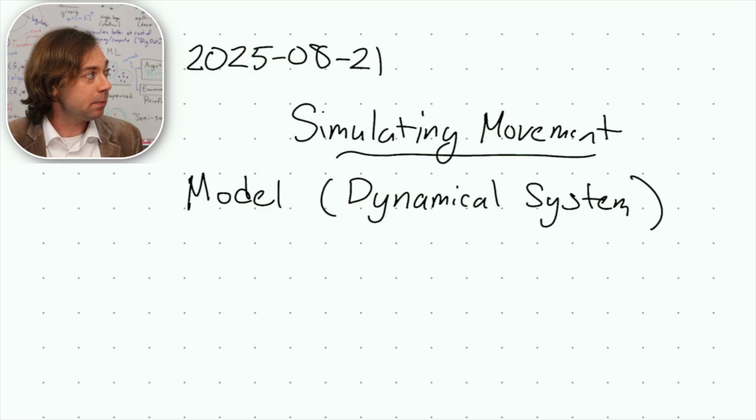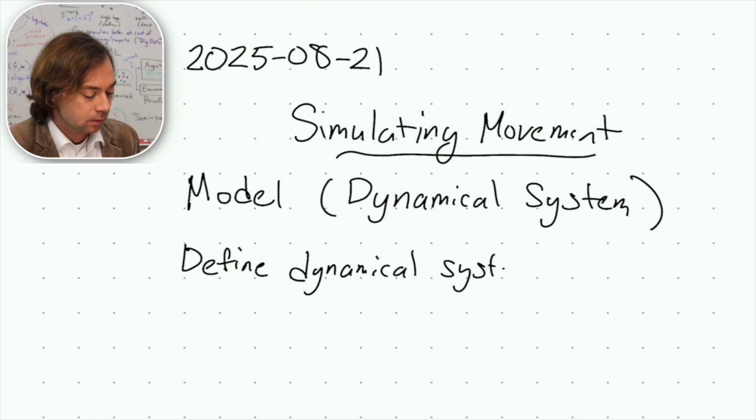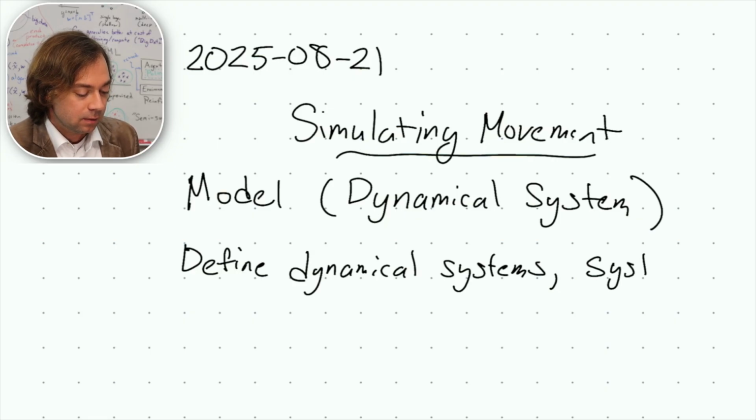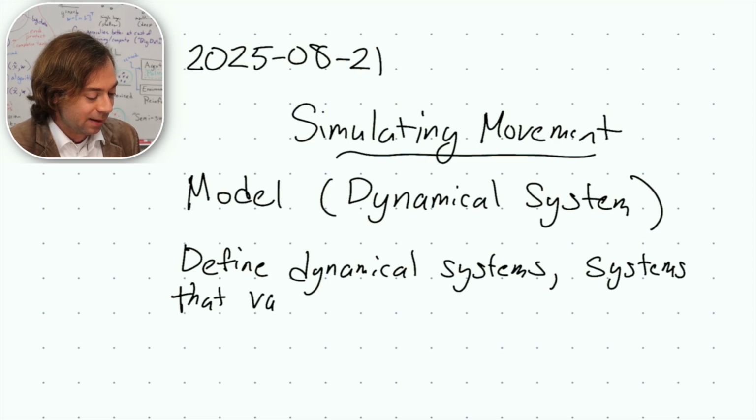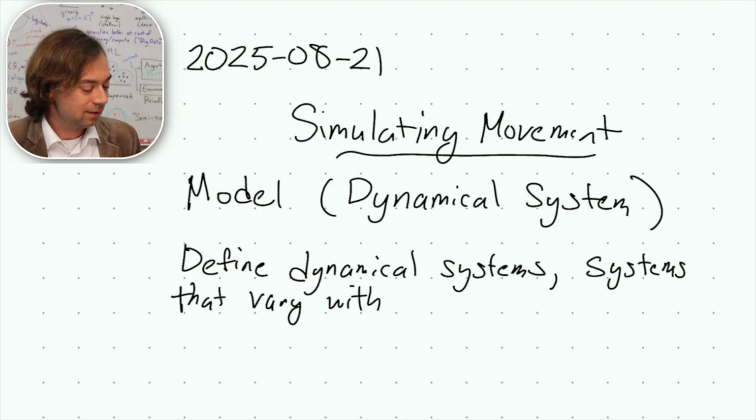Okay, so that's important because we define dynamical systems, which are systems that vary with time, which is a lot of things like movement, appropriately enough, okay?